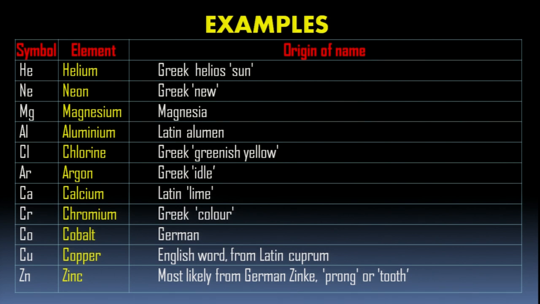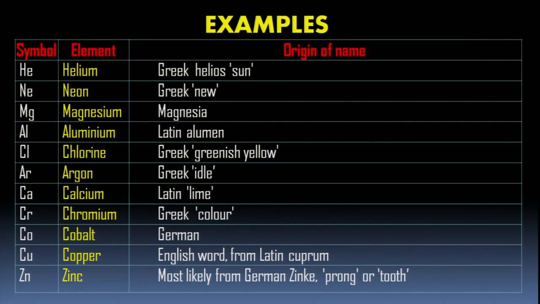Helium, He. Neon, a Greek word, neu, from that neon, Ne. Why Ne? For nitrogen, we had used N. Magnesium, that is from the word magnesia, that is Mg. We have lots of elements with M: magnesium, manganese, molybdenum. So, to avoid that confusion, we are using the first two letters, Mg.